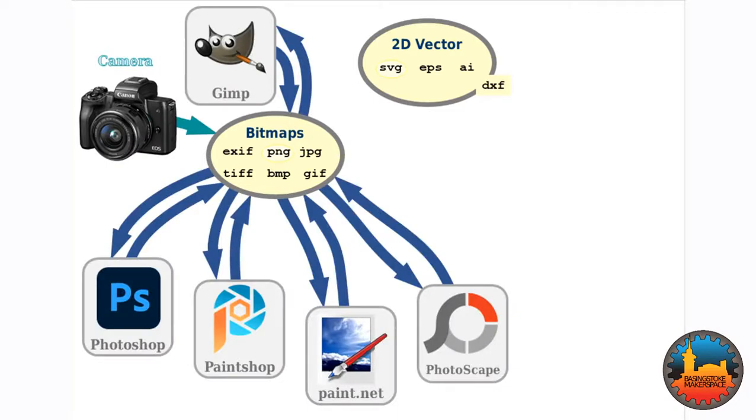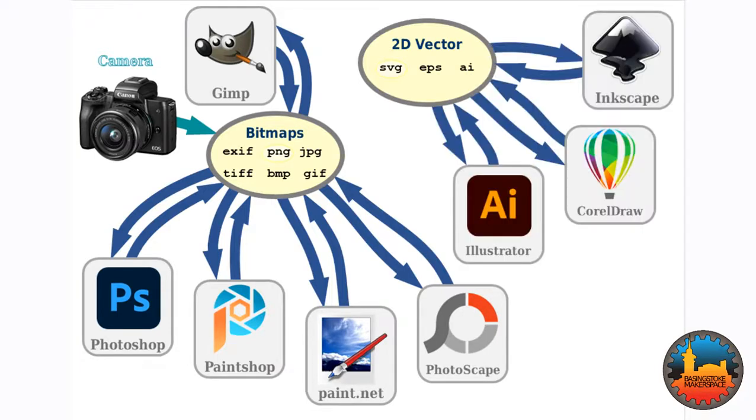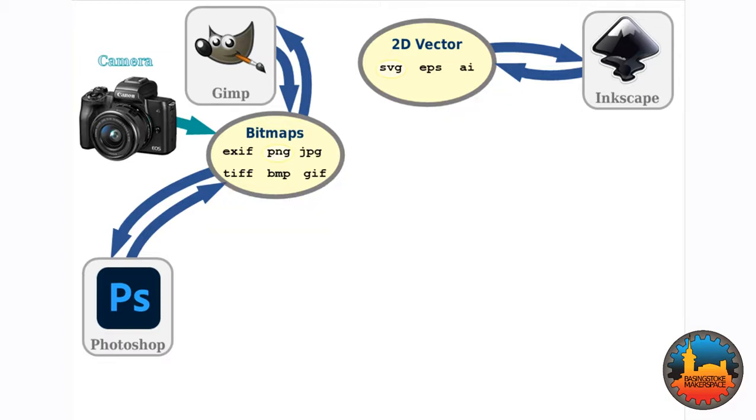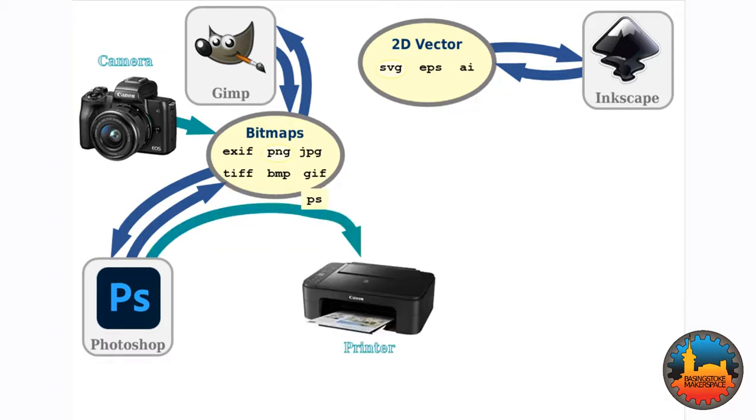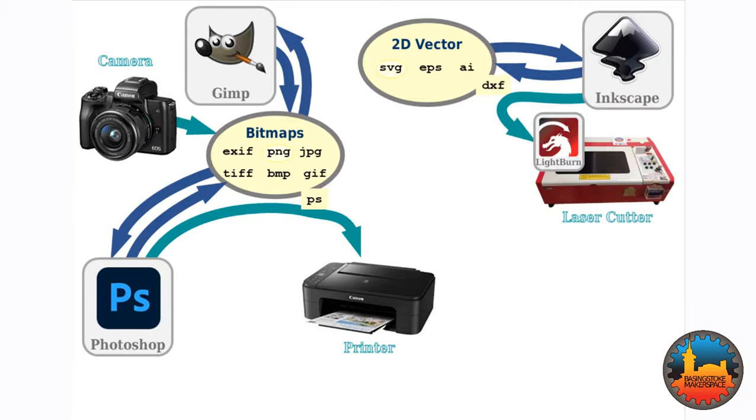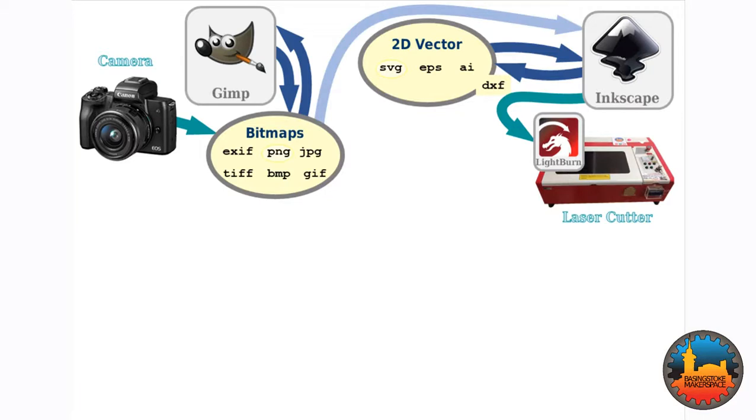Cameras, for example, produce bitmap files, and there are many applications that work with them. Similarly, there are other applications that work with vector files. Bitmap editing applications can all output to printers, often via specialized printer-friendly formats like PostScript. Similarly, vector-based applications can output formats that work well with vector output devices like laser cutters, vinyl cutters, and flatbed plotters. Most vector-based applications can easily output bitmap files on the few occasions when that is needed.